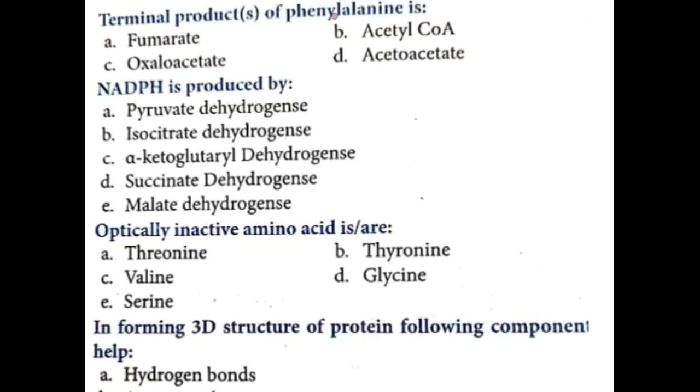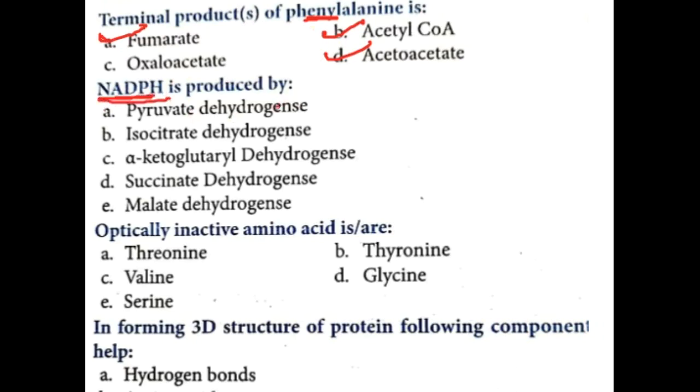Terminal products of phenylalanine are fumarate, acetyl-CoA and acetoacetate. So terminal products of phenylalanine are fumarate, acetyl-CoA and acetoacetate.